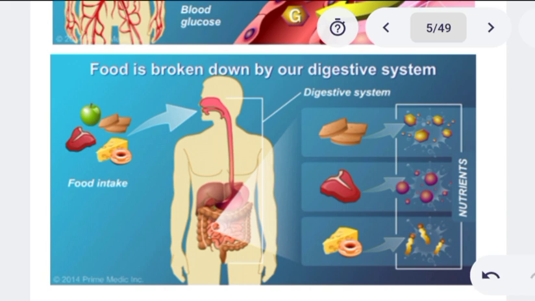Now, we need to remember that glucose is osmotically active. What do we mean? We mean that this particle draws water. So wherever it is, it will draw water. If the glucose is outside the cell, it's going to draw water from inside the cell to the outside of the cell. And that water is going to be excreted through urine.